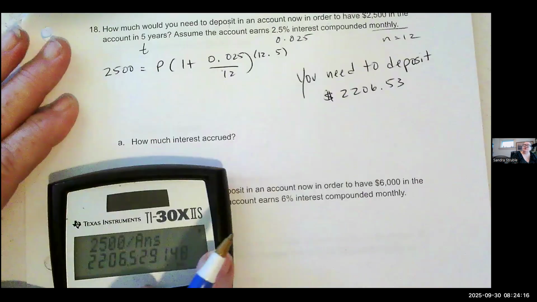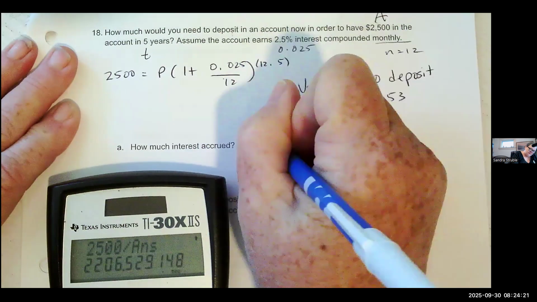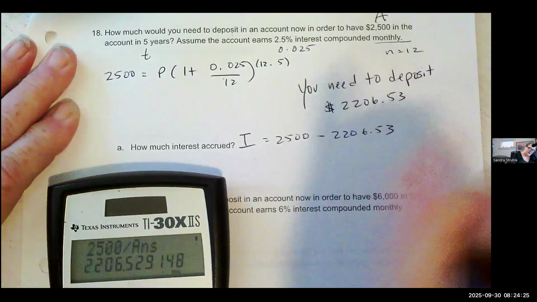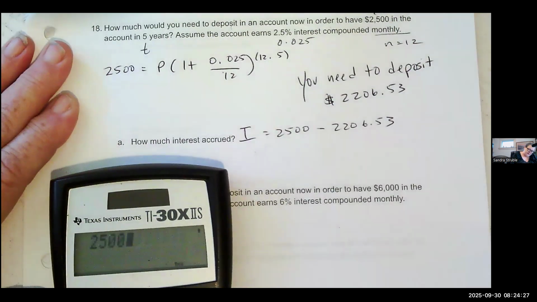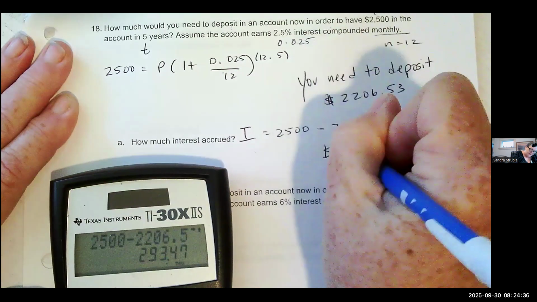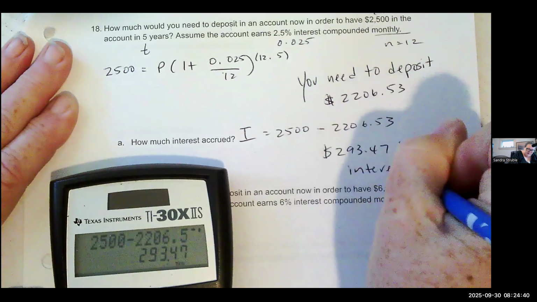Lastly, how much interest accrued? Interest is just your ending amount minus your beginning amount. Again, clear your calculator. 2,500 minus 2,206.53. And I got $293.47 in interest accrued.